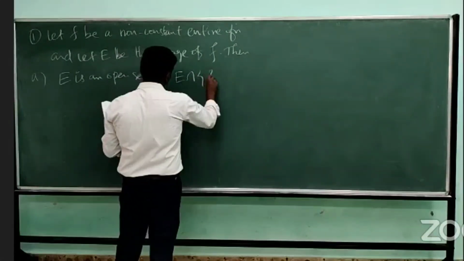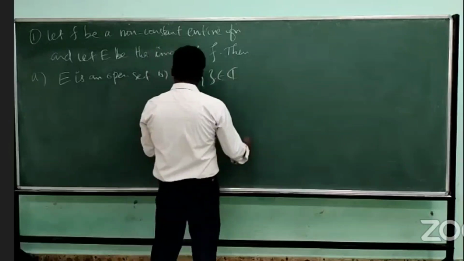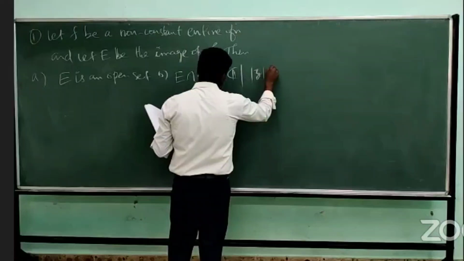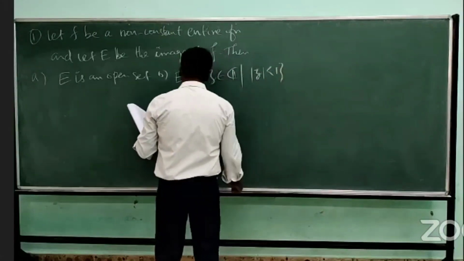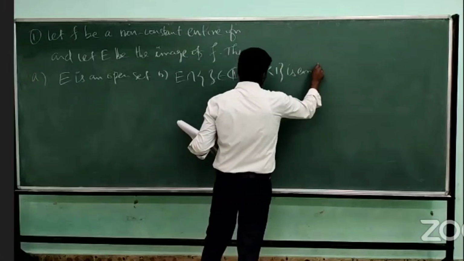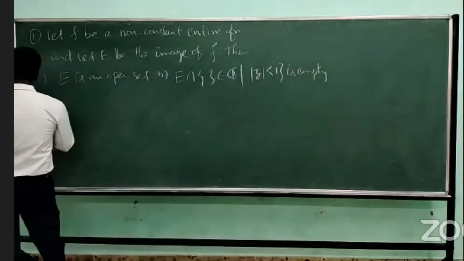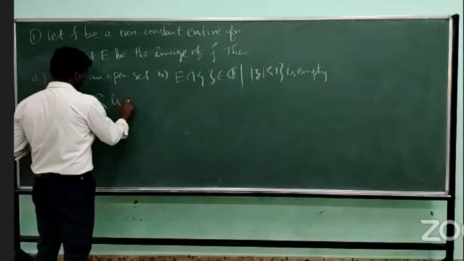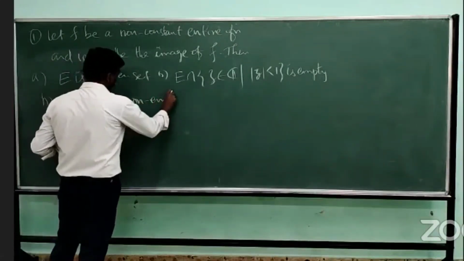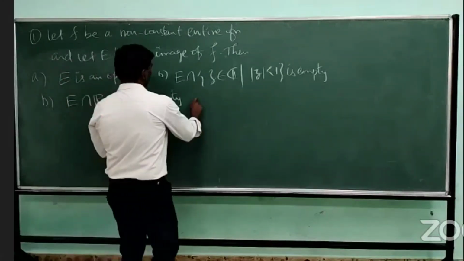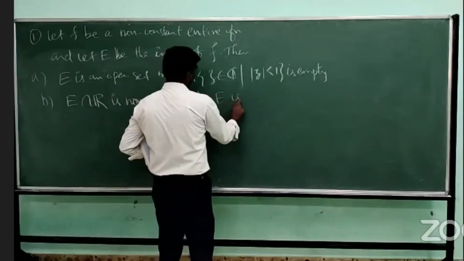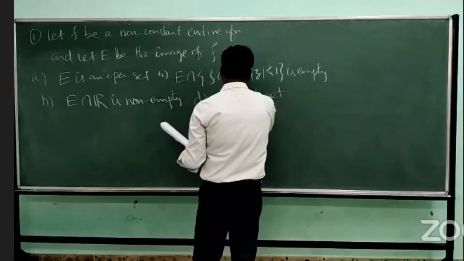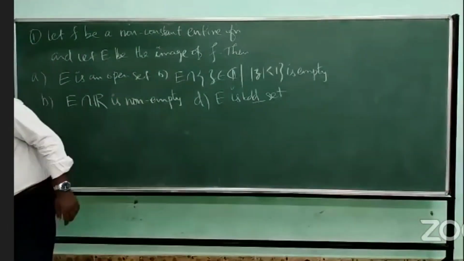Options: A, E intersection the set of all z in C such that mod z less than 1 is empty. B, E intersection R is non-empty. And D option, E is a bounded set. A is an open set. Please do the problems.